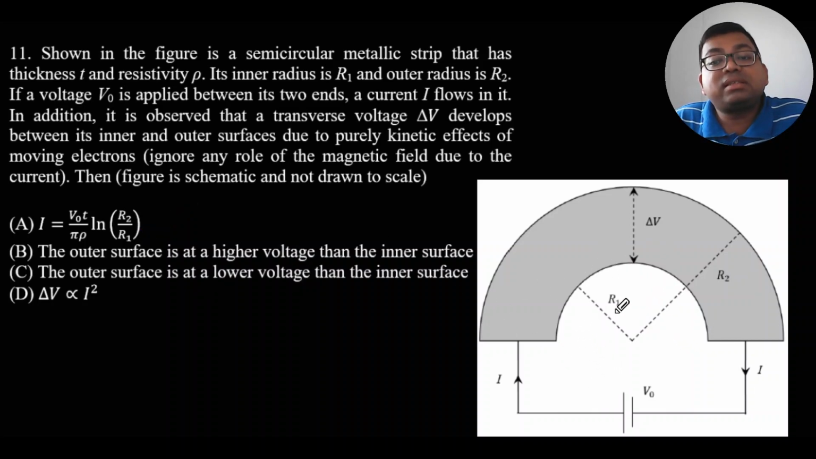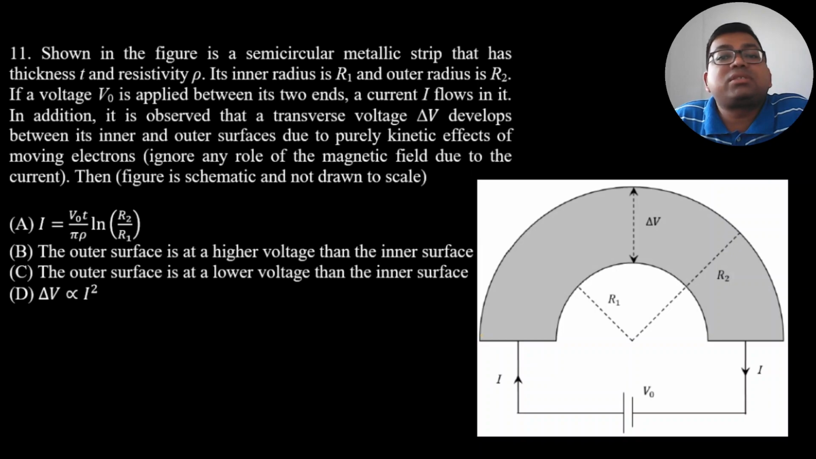Voltage is given, radii R1 and R2 are given, so area is also given. Based on that, we can calculate the resistance, and then Ohm's law, I is equal to V by R. So resistance calculation we need to do first. Then we also have to discuss the voltages, which surface is at higher voltage and which at lower voltage. And then this transverse potential is proportional to I squared. This we need to derive. Once we derive the resistance, from there we derive the current, and then we will see how to derive the voltage. So let us go to the solution, how to do this.